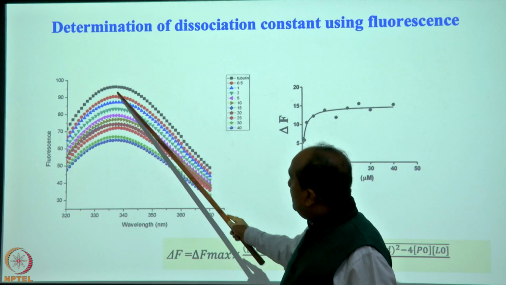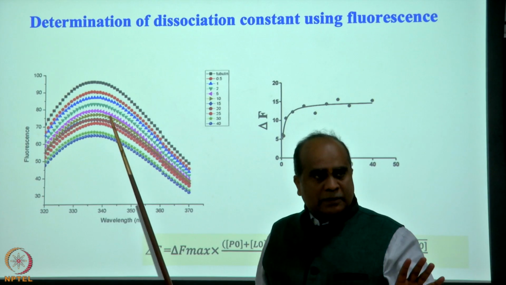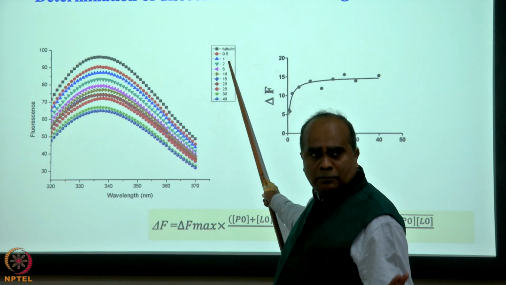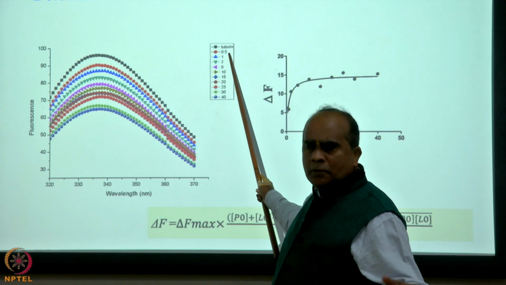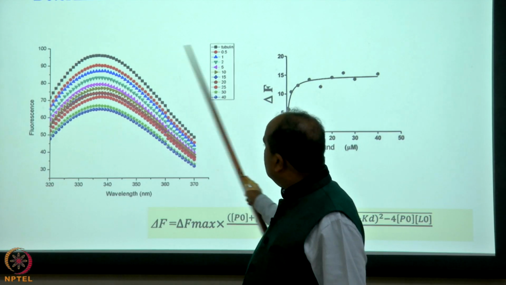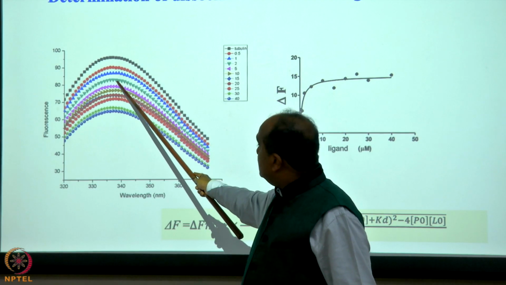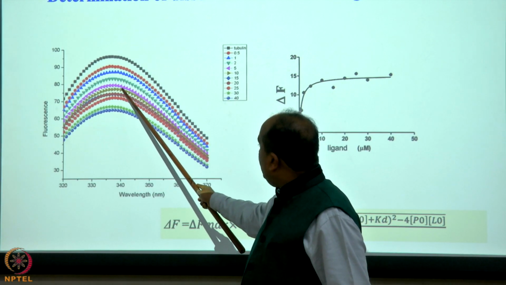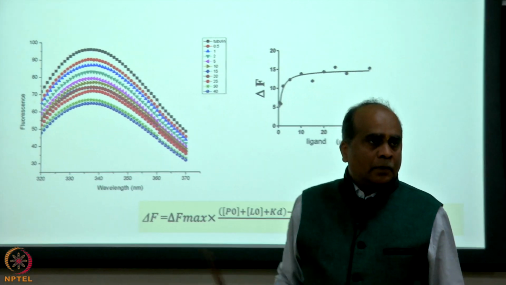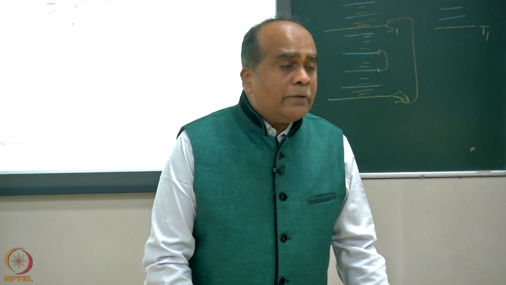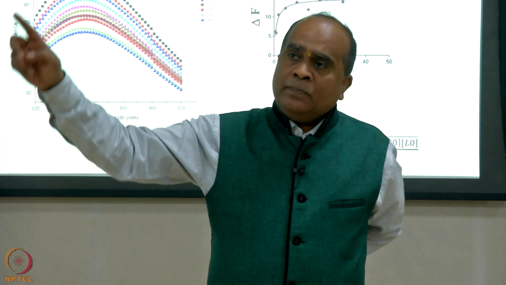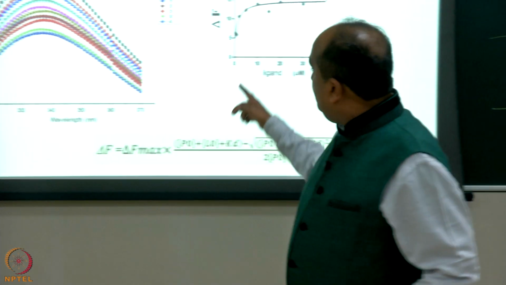So, here is my lambda max, which is 335, mostly coming from tryptophan. Now, when we started adding a drug, say colchicine, let us name it colchicine, the emission is decreasing as we go from 0.5 to 1 to 2 to 5 to 10 to 40. So, emission is dropping. That is saying that the microenvironment of the reporter fluorophore is changing, and that change is giving me the emission drop. That is what we are plotting here, delta F.